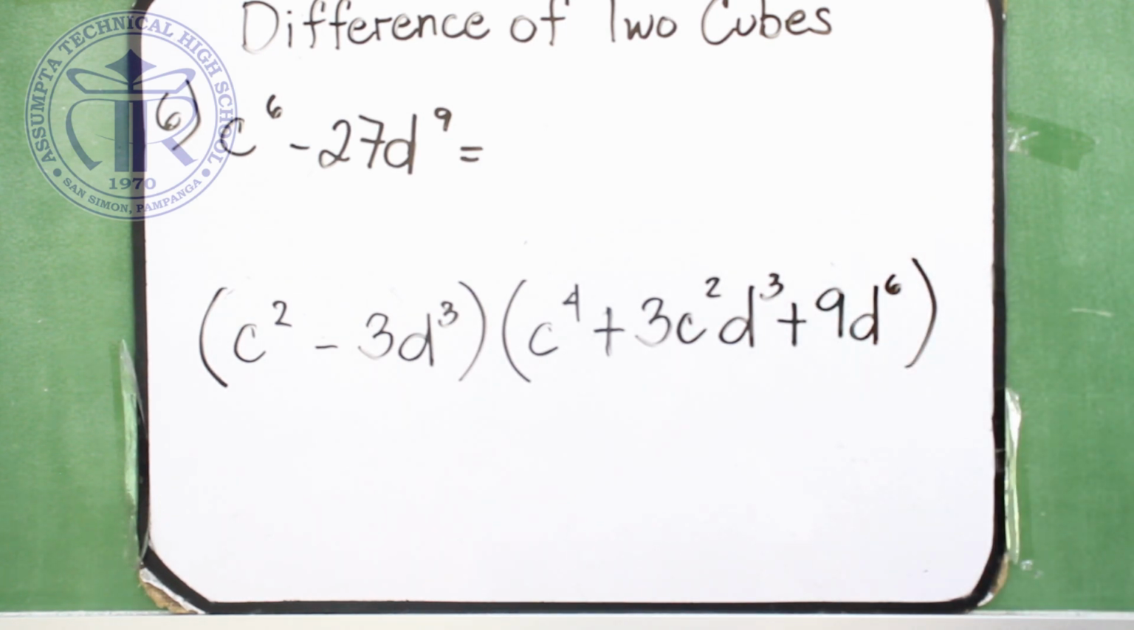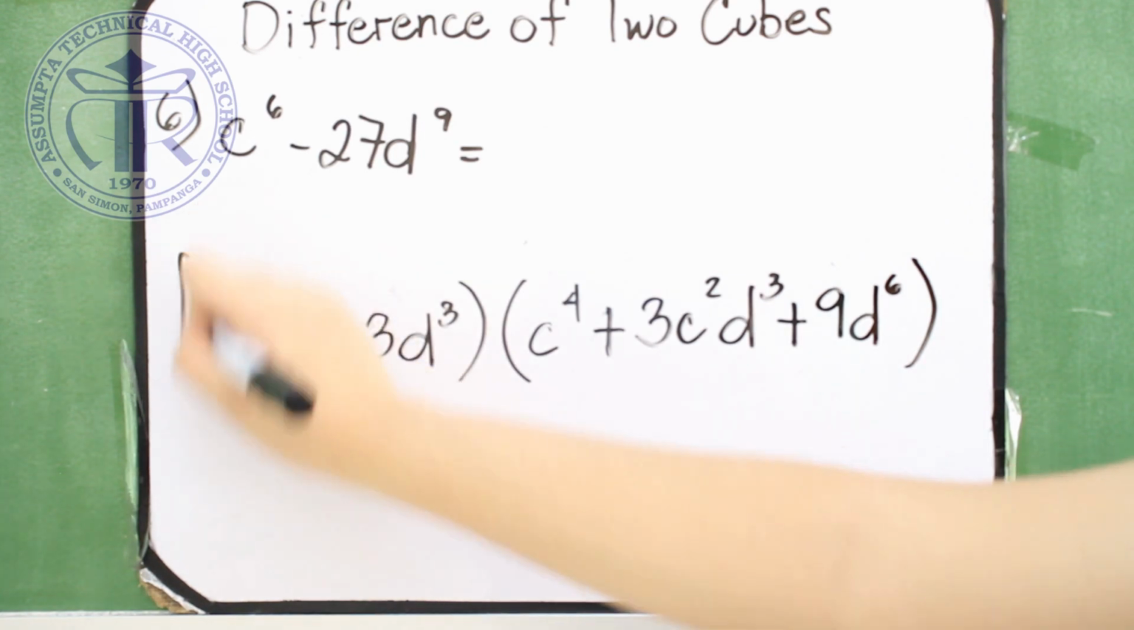So, the factored form for c raised to 6 minus 27d raised to 9 is the quantity c squared minus 3d cubed multiplied by c raised to the 4th plus 3c squared d cubed plus 9d raised to the 6th.